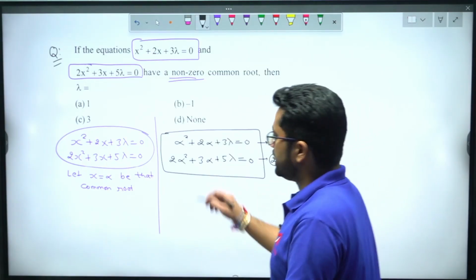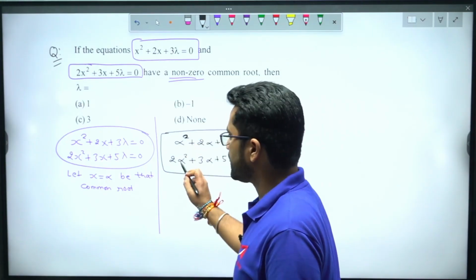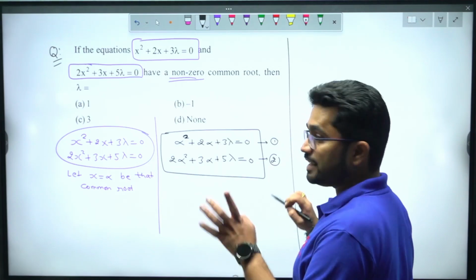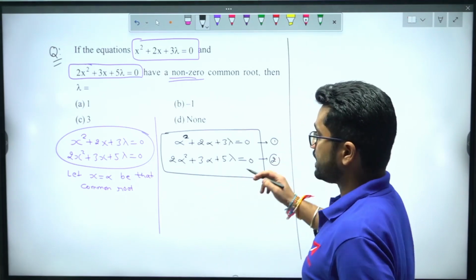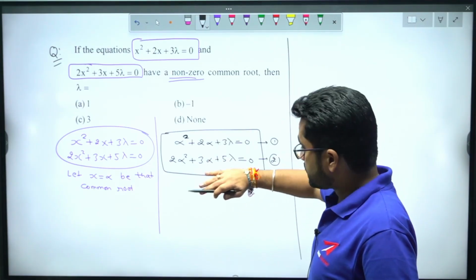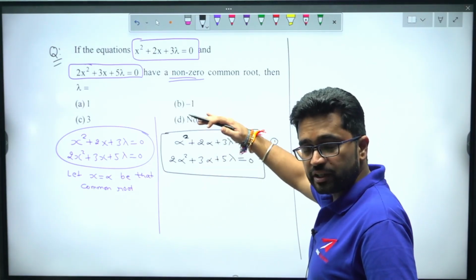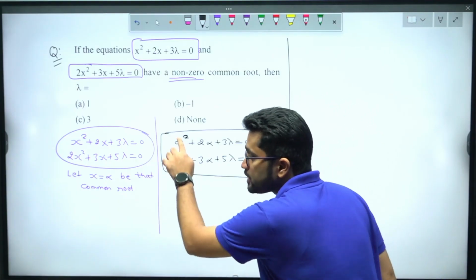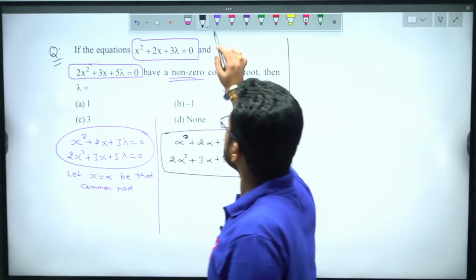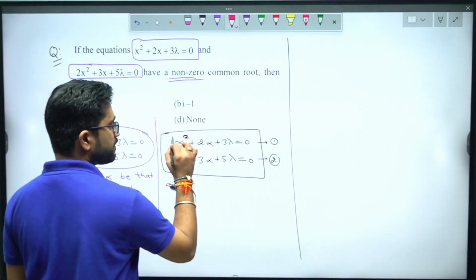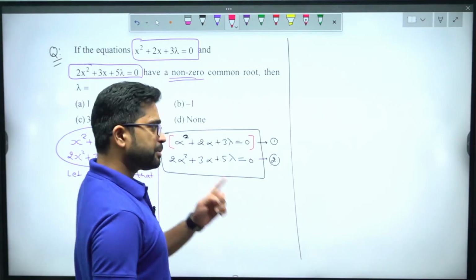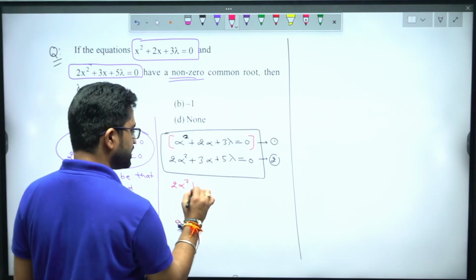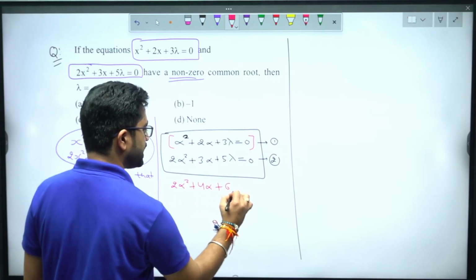Here I have alpha square one time, here I have alpha square two times. So the first thing is to subtract twice of equation number 1 from equation number 2. Basically I am just comparing the coefficient of alpha square. So I'll multiply equation number 1 both sides with 2. What will I get? 2 alpha square plus 4 alpha plus 6 lambda equals 0.